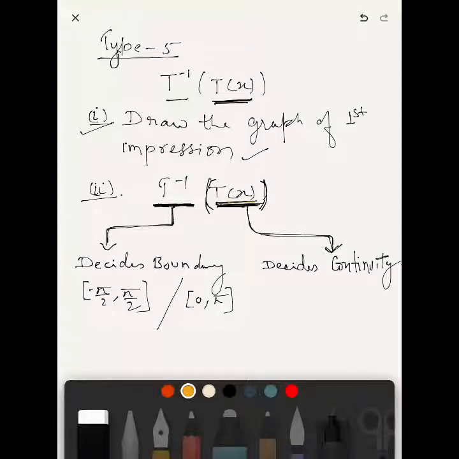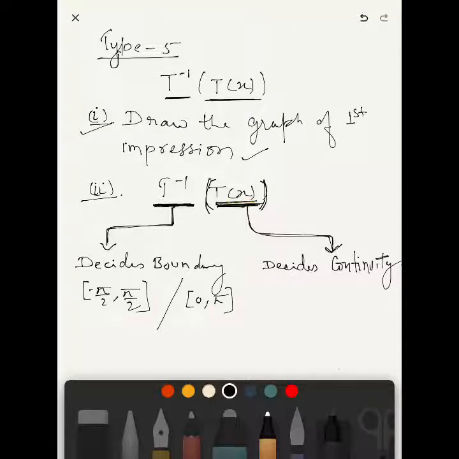In this lecture we will see the properties which come under type 5. What is this property? Your inverse function will be outside and your trigonometric function will be inside. We will understand these type 2 graphs, so write it down.